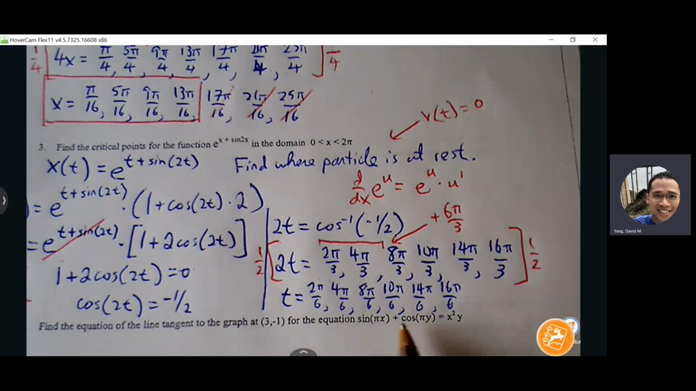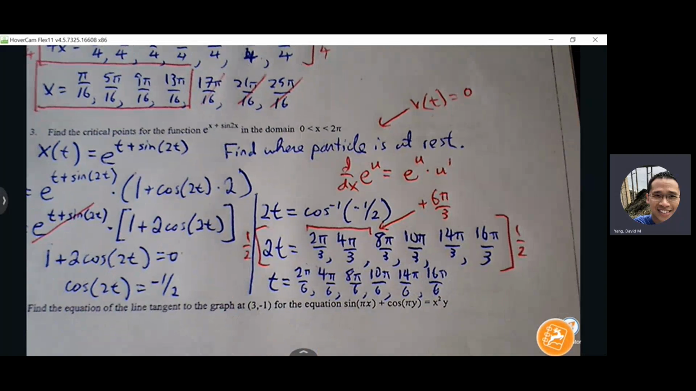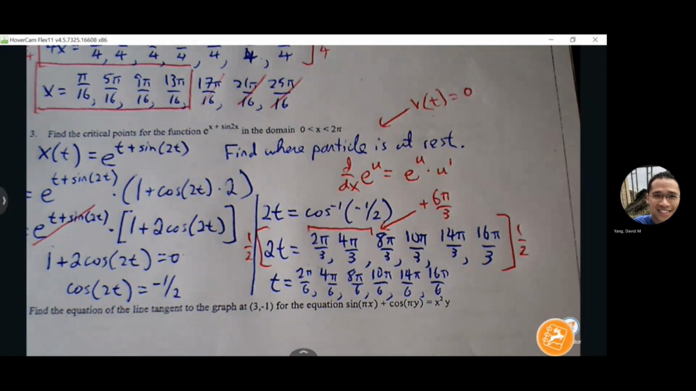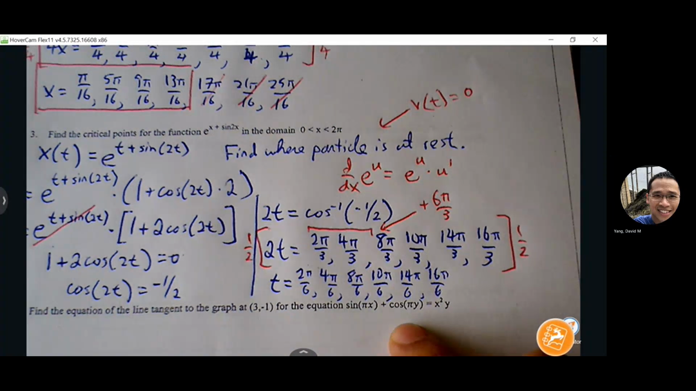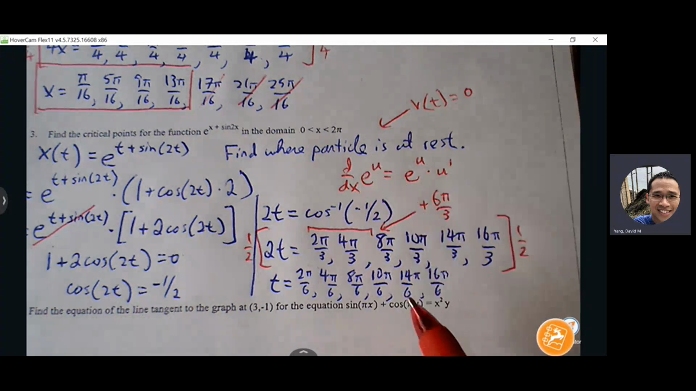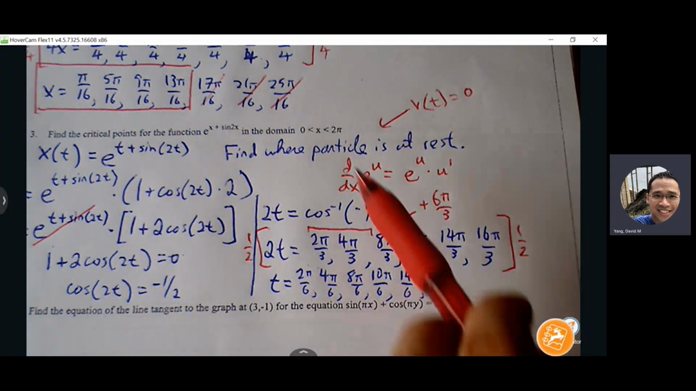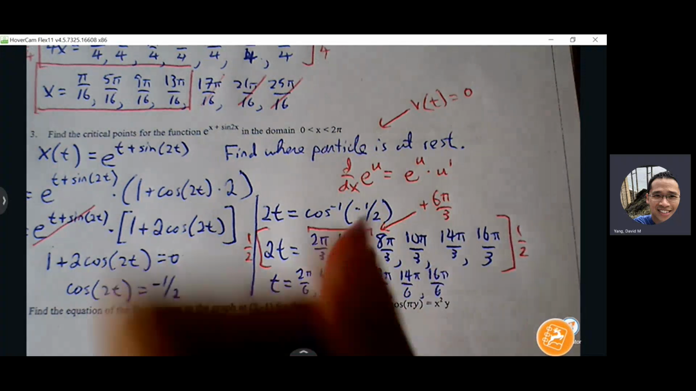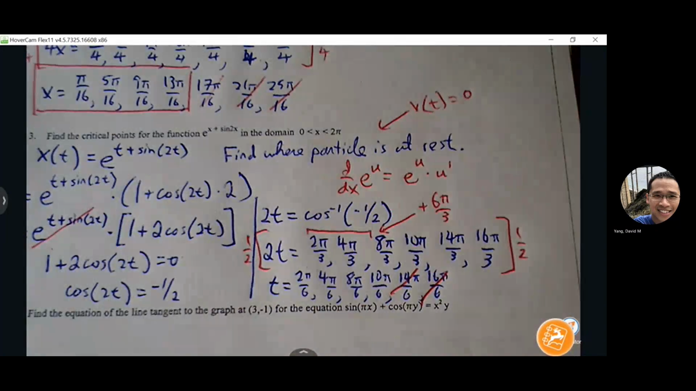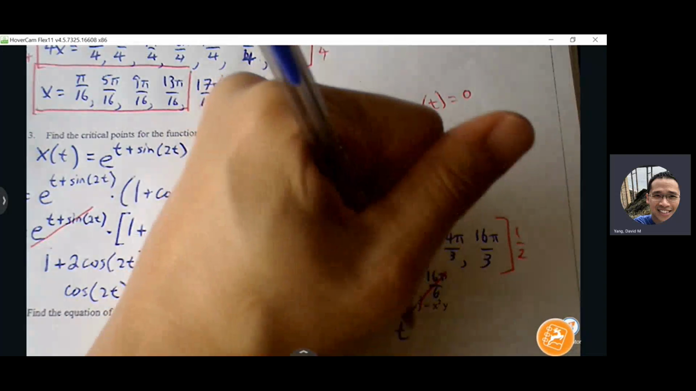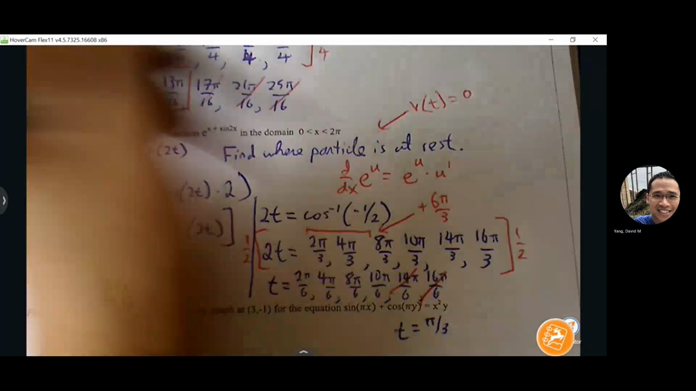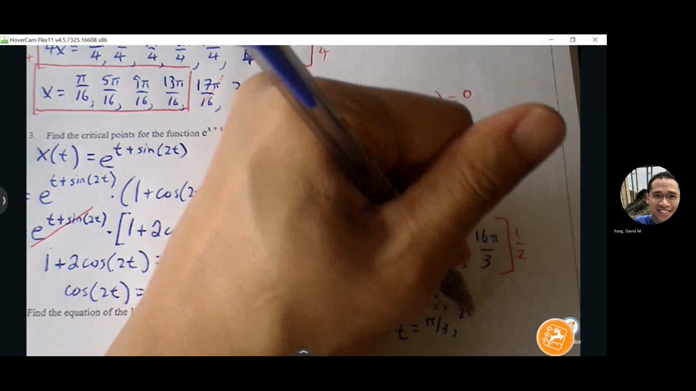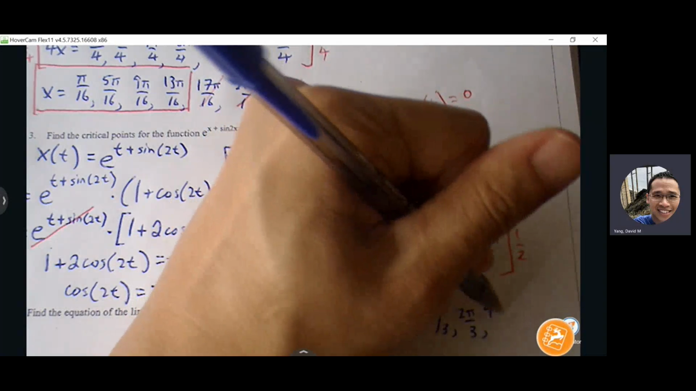And I want everything from zero to two pi, so are there any ones that are outside my interval? Which ones? Anything above 12 pi over six, right? Because 12 pi over six is the same thing as two pi, so I can remove the 14 and 16. Okay. Clean those up a little bit here. So t equals pi over three, two pi over three, four pi over three.